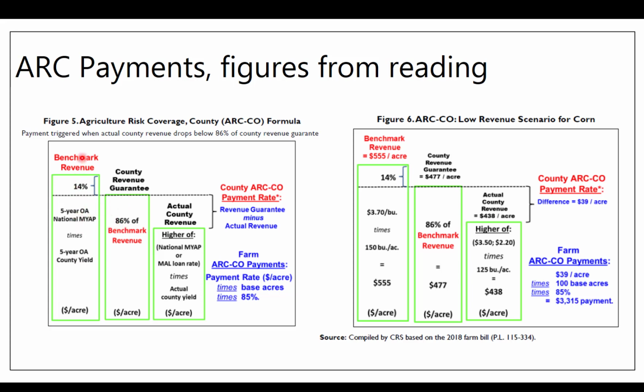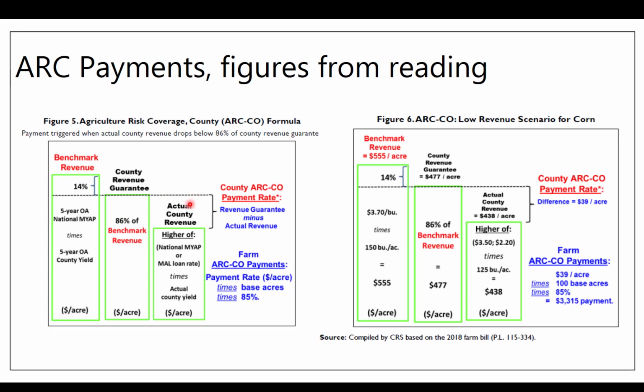So this tall green box is called the benchmark revenue. Take 86% of that. That's the value that's guaranteed, or the target is set at 86% of that historical value. So take those two, multiply them, multiply by 86%, and you get your guarantee.